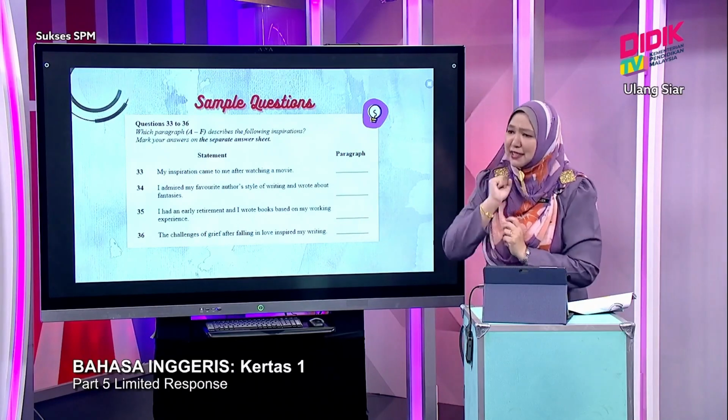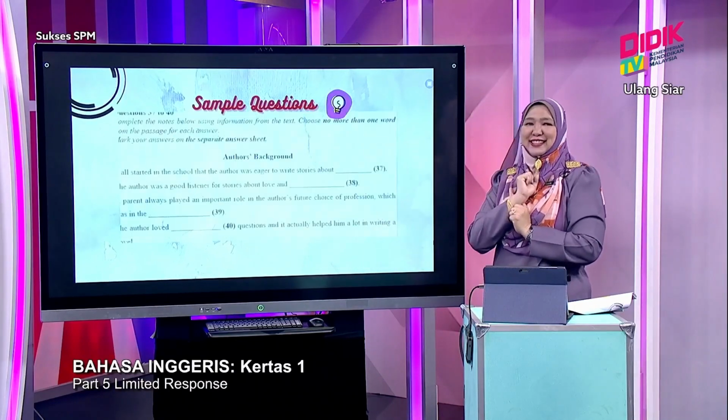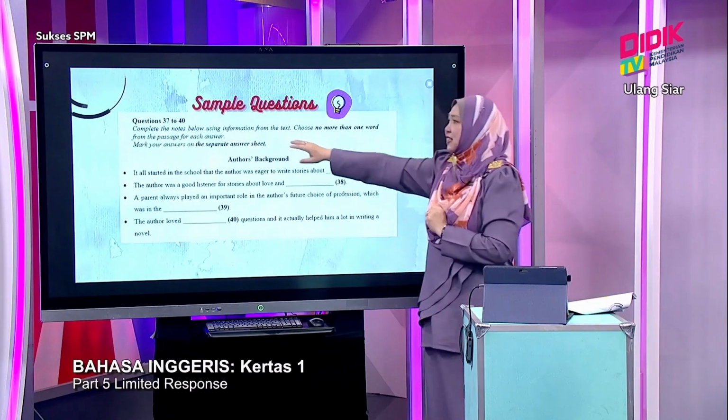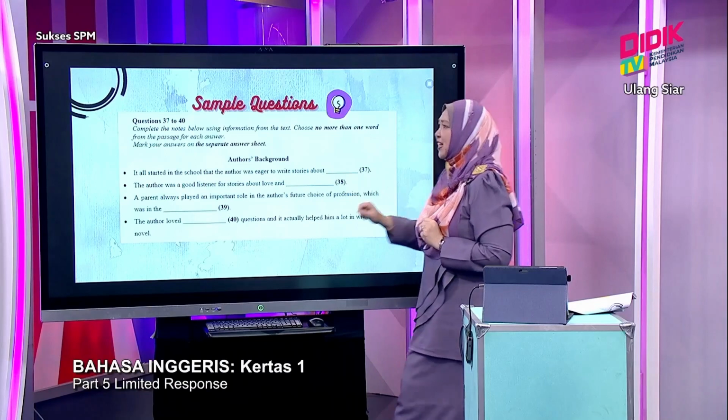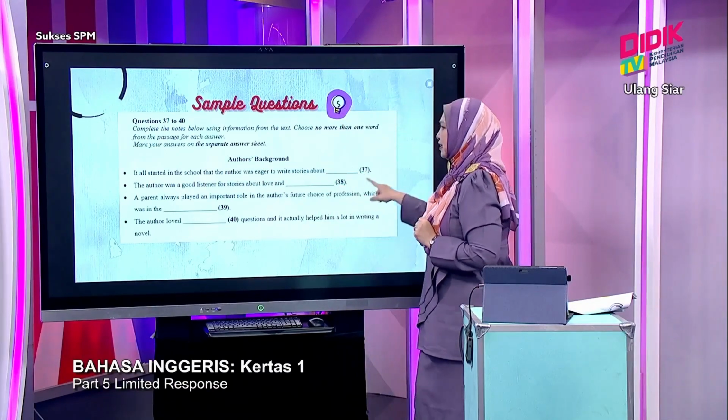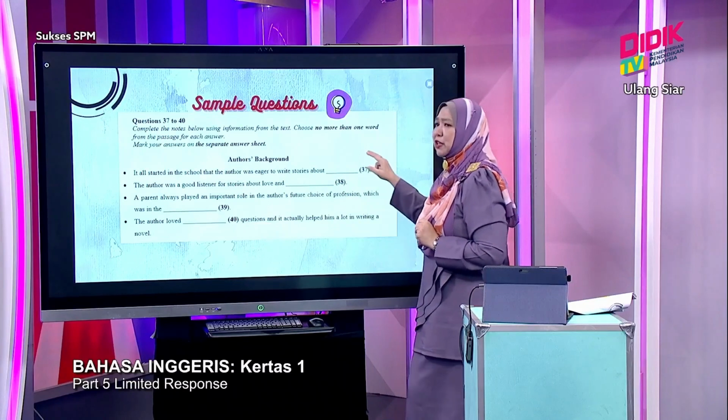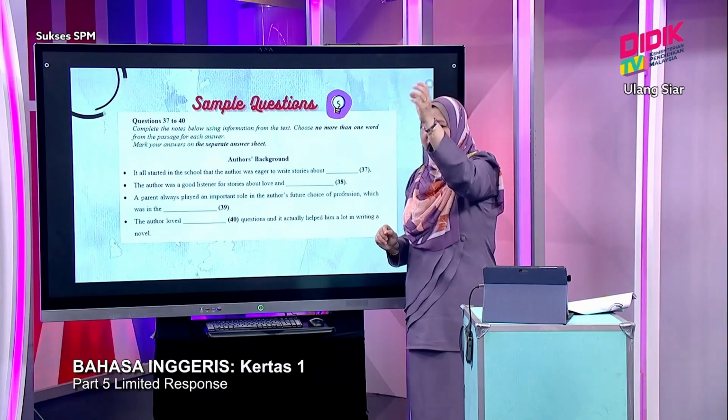Next, the second task, the one word response. Question 37 to 40. Complete the notes below using information from the text. Remember, information from the text. No own information, no own ideas, no own words. Choose no more than one word from the passage for each answer. No more than one word. So write your answer here. These are all going back to the six opinions or inspirations just now.